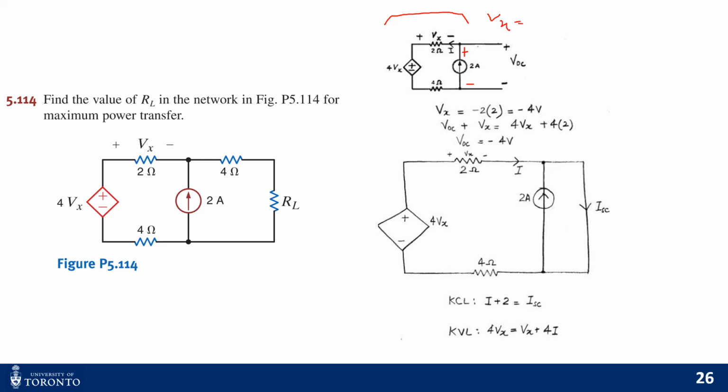Since the 2 ampere current goes into the negative terminal, Vx is minus 2, the resistance, times 2, which is the current. So Vx is minus 4 volts. Now, what is the magnitude of this 4Vx voltage dependent voltage source? It becomes minus 16 volts.